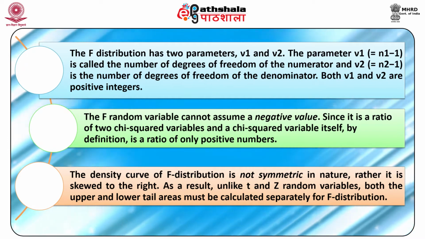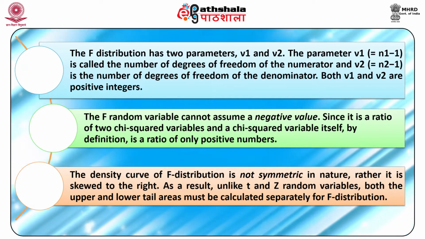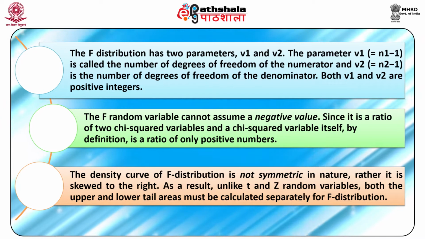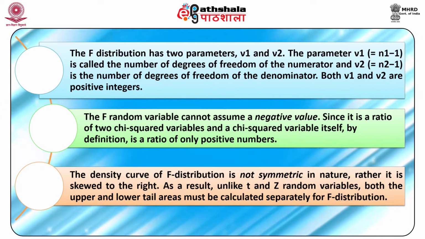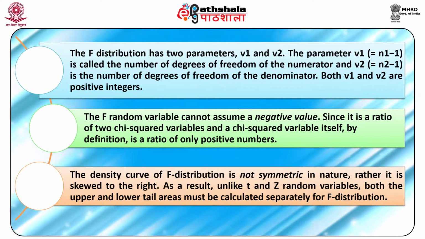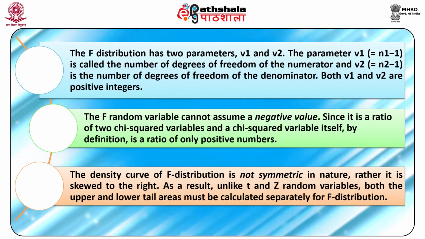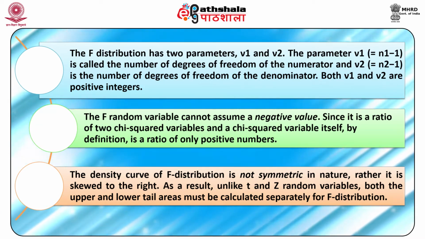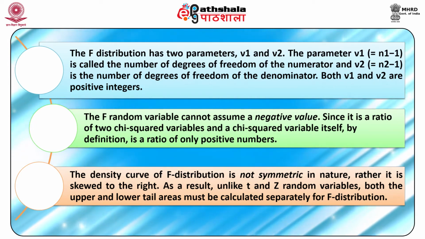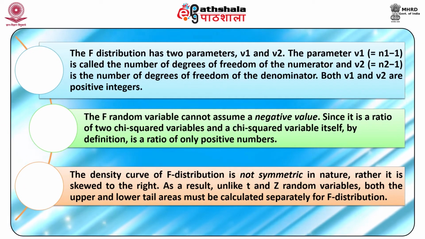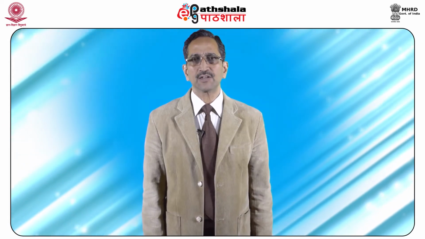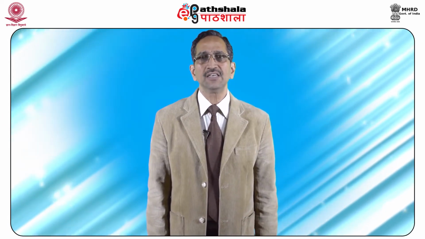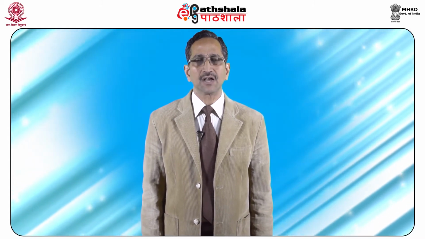The density curve of the F distribution is not symmetric in nature, rather it is skewed to the right, which you have seen in figure 1 also. As a result, unlike t and z random variables, both the upper and lower tail areas must be calculated separately for the F distribution. Whereas, let me remind you, in the t and z distributions, the lower and upper tails are symmetrical.